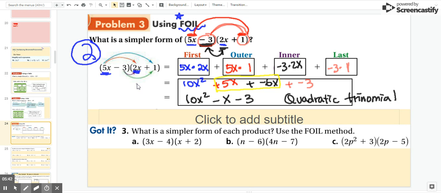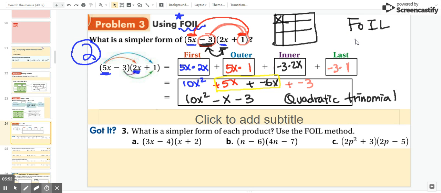So which one is going to be easier for you? You may choose the table method, or you may choose the FOIL method. It's up to you. Just remember first, outside, inside, and last. I need you to do number 3 by yourself. All right, we're going to go over this together. So let's use the FOIL method for this question.